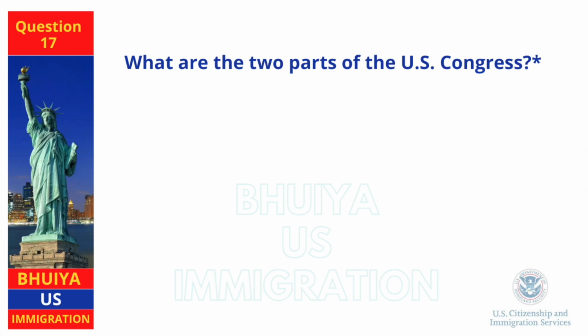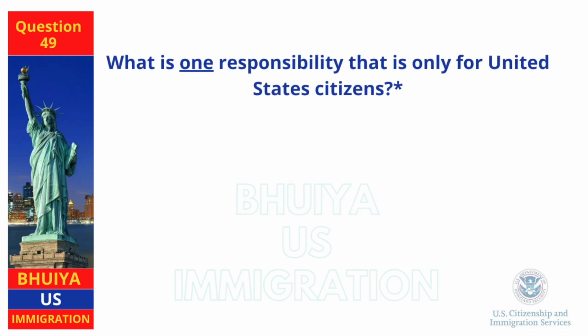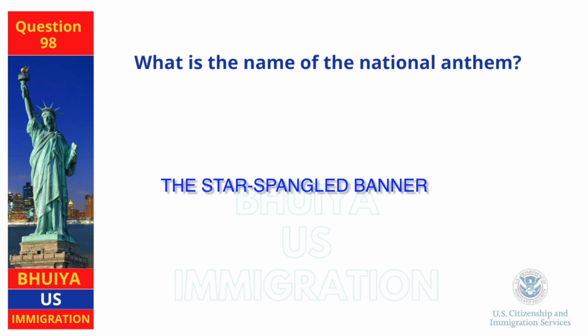What are the two parts of the US Congress? The Senate and House of Representatives. What is one responsibility that is only for United States citizens? Serve on a jury. What is the name of the national anthem? The Star Spangled Banner.